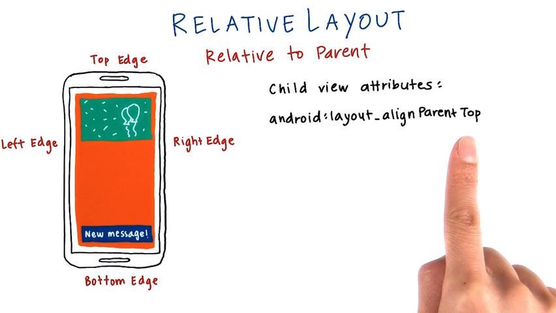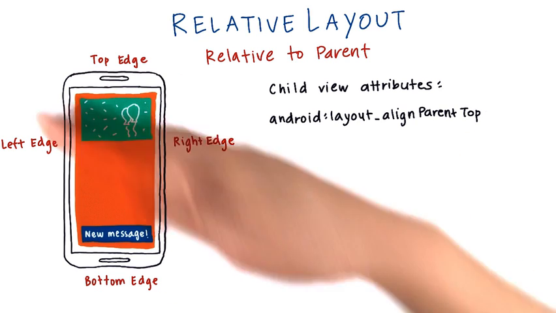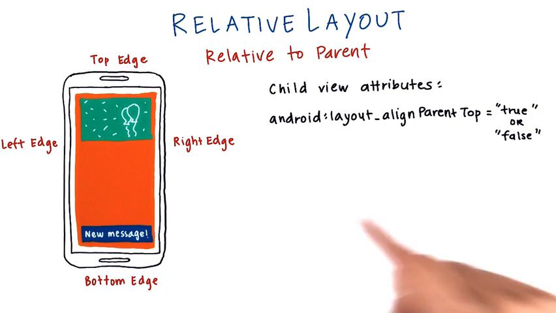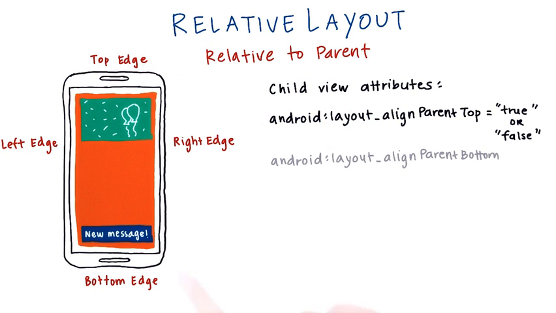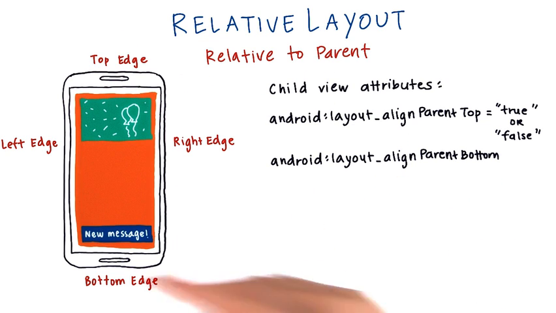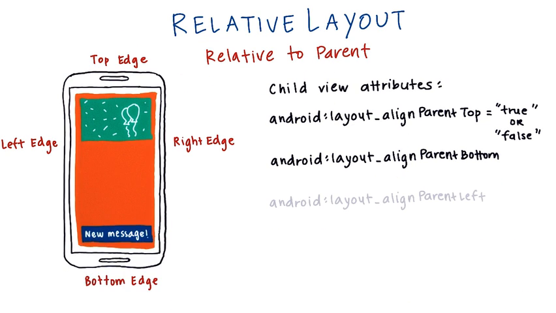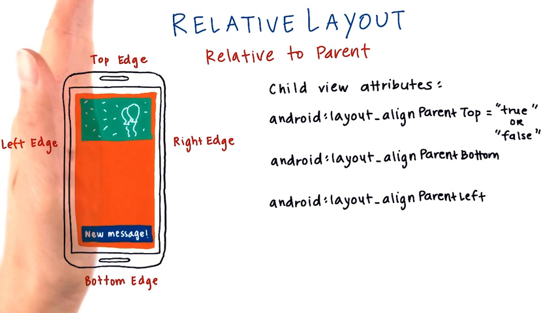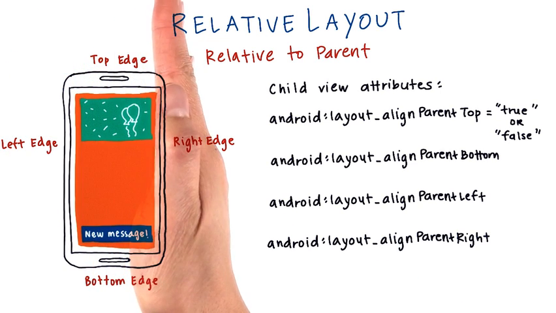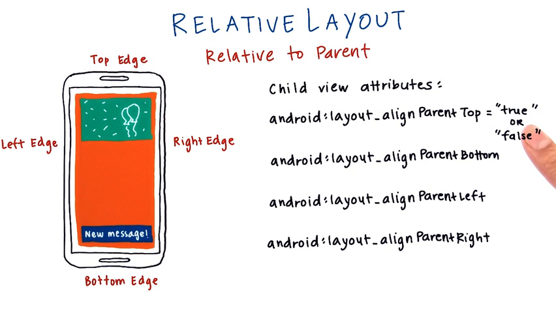This attribute determines whether the child view is aligned to the parent's top edge or not, so the possible values are true or false. If it's true, then the view should be aligned to the parent's top edge. If it's false, then it shouldn't be aligned. There are attributes for all the other edges as well. For example, alignParentBottom for aligning to the parent's bottom edge. There's alignParentLeft for aligning to the parent's left edge, and then there's alignParentRight for aligning to the parent's right edge. You can mix and match and use multiple of these attributes at a time.